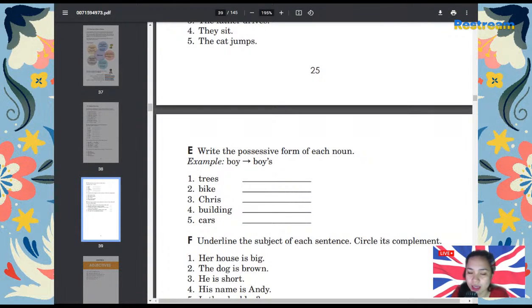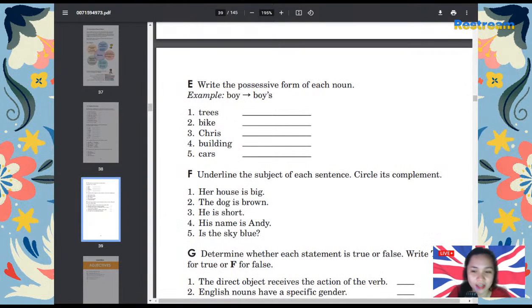I hope this makes the topic of possessive form clear for you guys, turning a common or proper noun into a possessive form. Remember, we are just going to add either an apostrophe or an apostrophe with the letter S. If the noun ends with the letter S, you just put an apostrophe right after that letter S. All good. It's a good thing that we have a review recap here, so at least you guys understand.